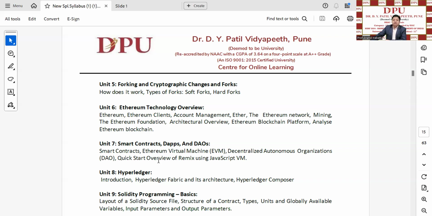So we are going to learn about the smart contracts, the Ethereum virtual machine, that is the EVM, which will convert the source code into the code that is going to be understood by the compiler.